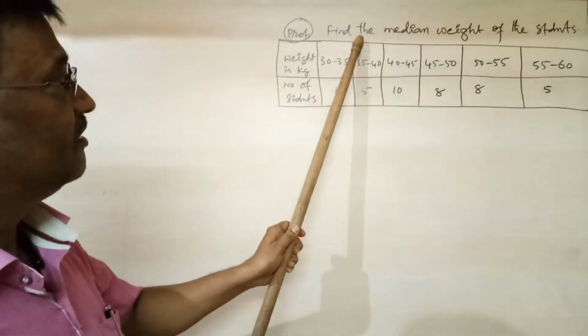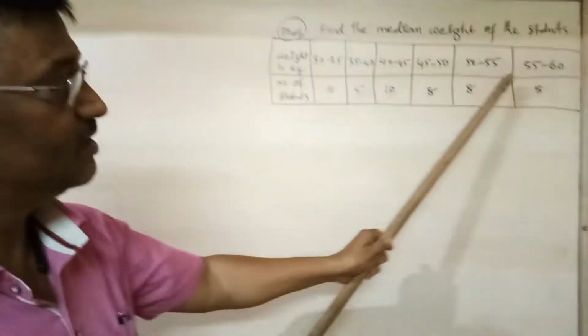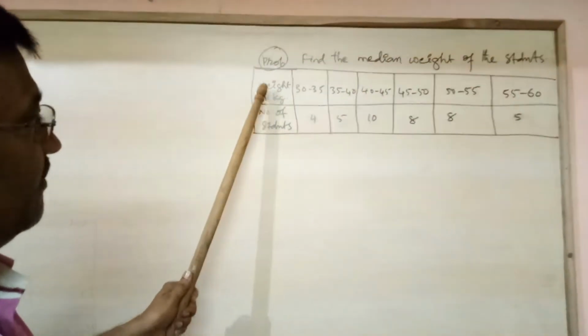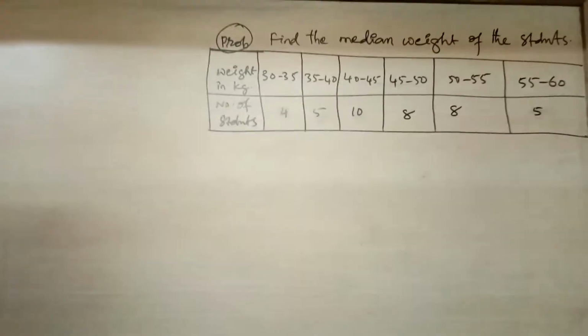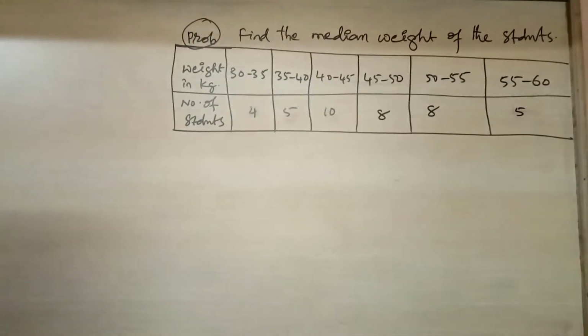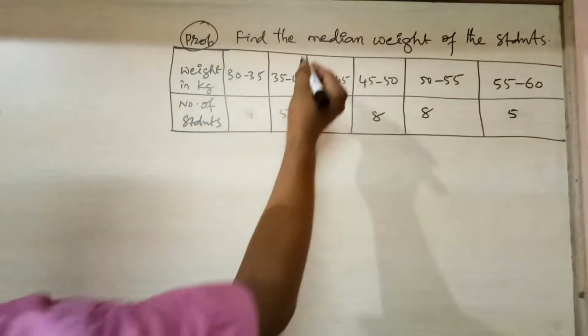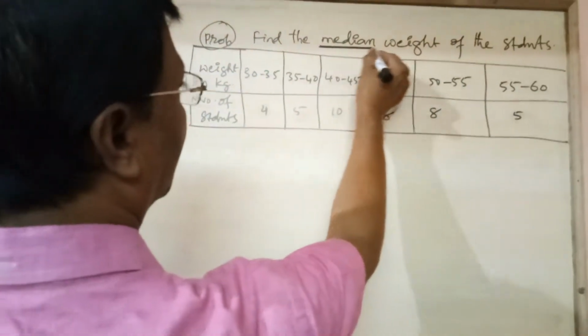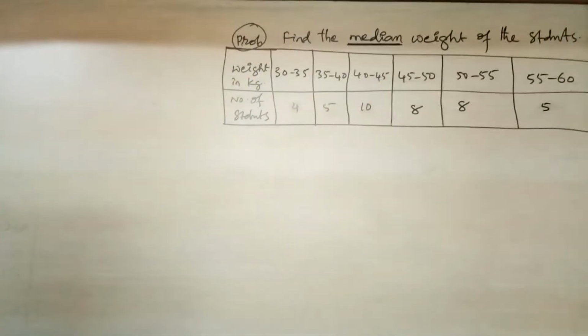Now find the median weight of the students. Here, weight in kgs is given as class intervals. The number of students is also given as frequency. Here, median is required. Finally, we have to derive the median.